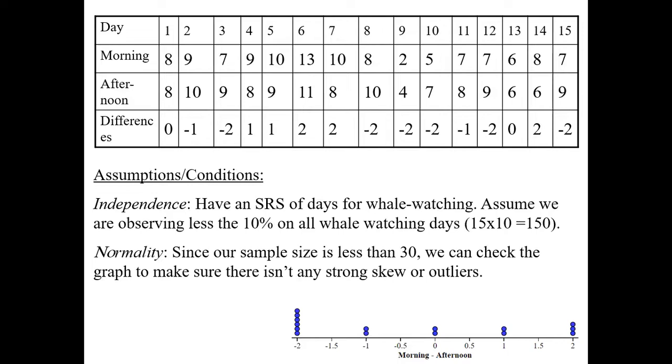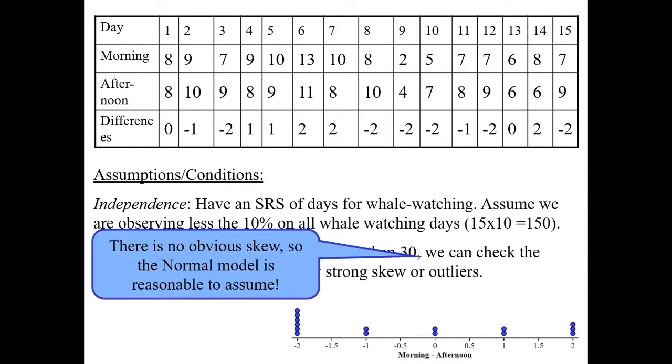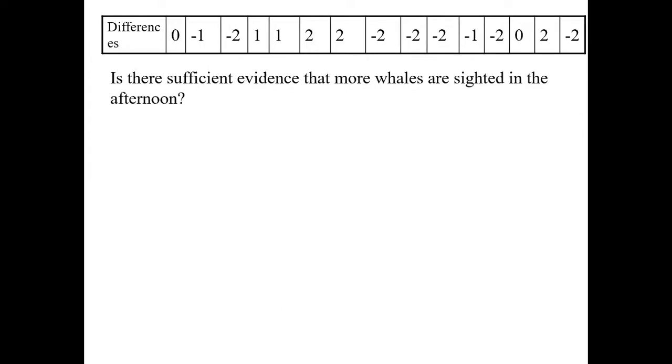Normality: again, we have a sample size smaller than 30. Since we don't meet the central limit theorem, we check the graph and make sure there are no strong outliers or skew. We can see here there's no obvious skew. So it's reasonable to assume that the sampling distribution in this case would be approximately normal. So is there sufficient evidence based on these differences that there are more whales sighted in the afternoon?